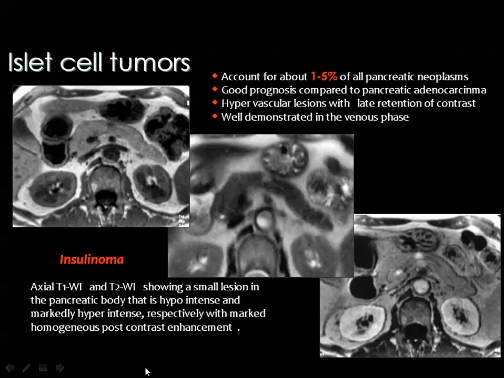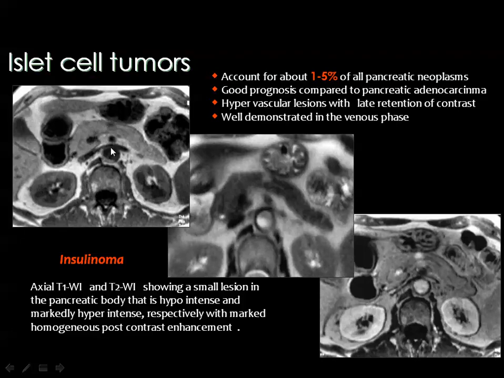One of the well-known findings about insulinoma is that it usually presents as a small tumor which is hardly detected by imaging, either CT, ultrasound, or MRI. This tumor accounts for about 1 to 5% of all pancreatic neoplasms, and it has a good prognosis compared to pancreatic carcinoma. The lesion is vascular, and it shows contrast enhancement, and is well demonstrated in the venous phase. And this is a case of insulinoma demonstrated by MRI.